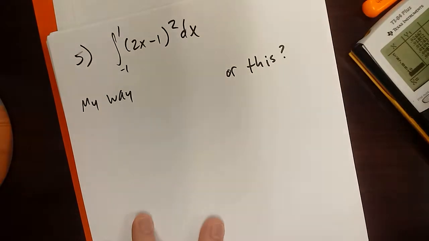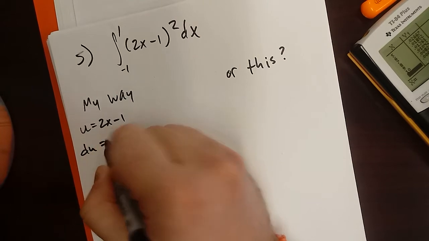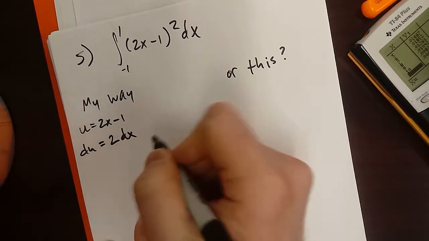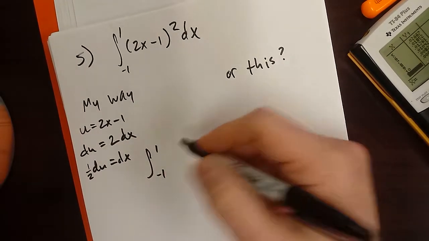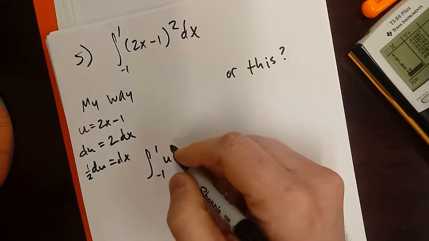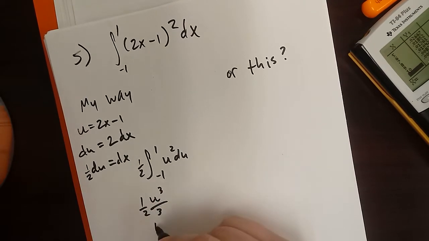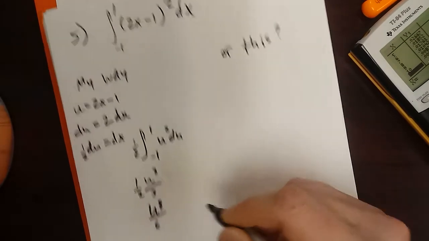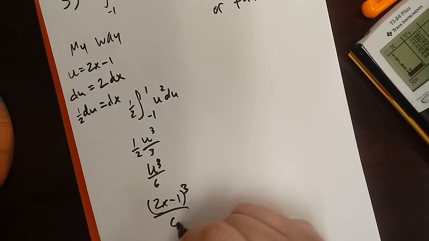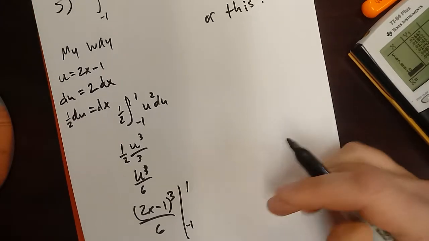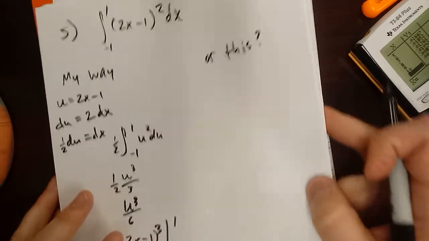So my gut reaction is I can do u substitution with this really easily. And say u is equal to 2x minus 1. So then du is going to be equal to 2 dx, divide both sides by 2. So I'm going to say 1/2 du is equal to dx, and then say that this is the integral from negative 1 to 1 of u squared with a 1/2 out front du. So I get u cubed over 3 with the 1/2, so u cubed over 6. And then I just got to drop the x stuff back in. So 2x minus 1 cubed over 6, evaluated from negative 1 to 1. Yeah, so that's the way that I thought about doing it. I was like, ooh, I can use u substitution. Let's try the other way.